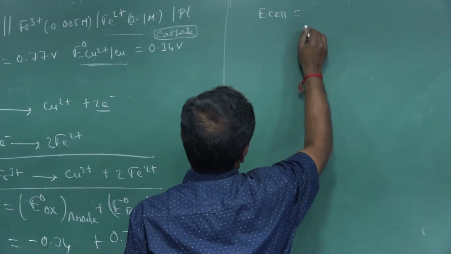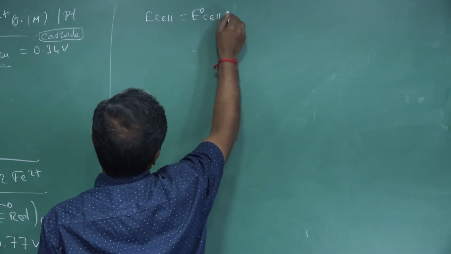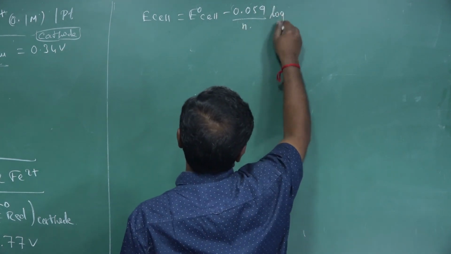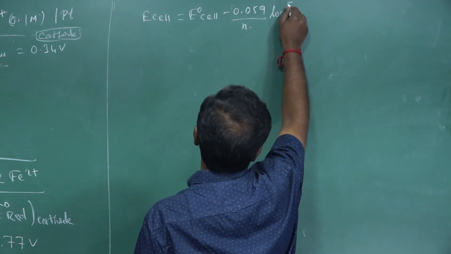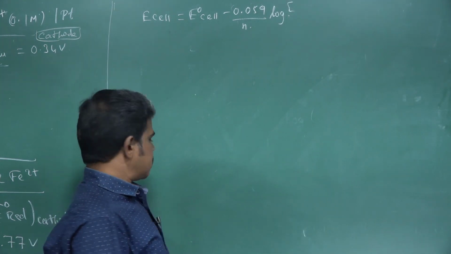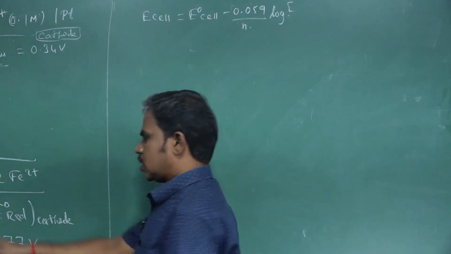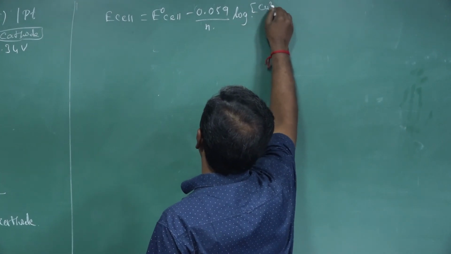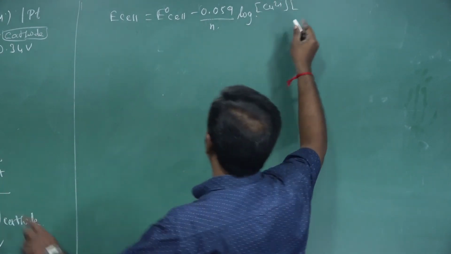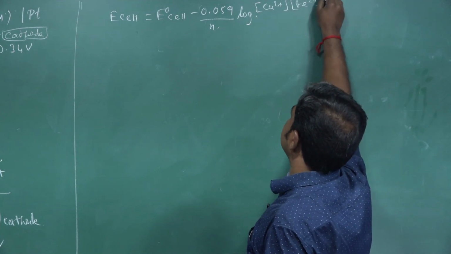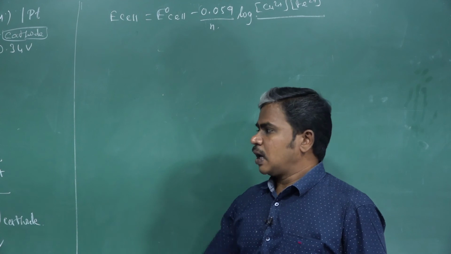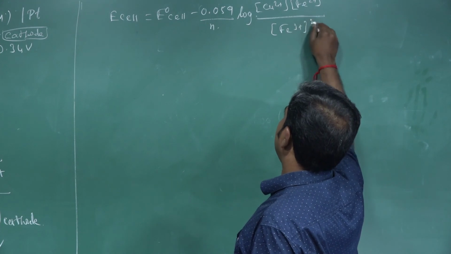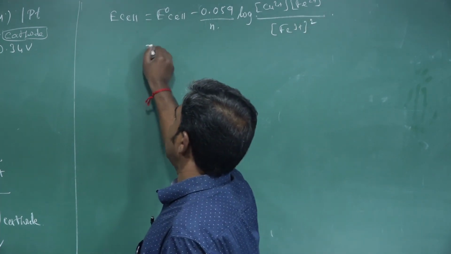Now E cell is equal to E naught cell minus 0.059 by n, log of the concentration of products over the concentration of reactants. What is the concentration of the products? Here the products are Cu2 plus and 2 Fe2 plus. So it is Cu2 plus and Fe2 plus power 2, divided by the reactants, Fe3 plus power 2. Now we substitute all the values.